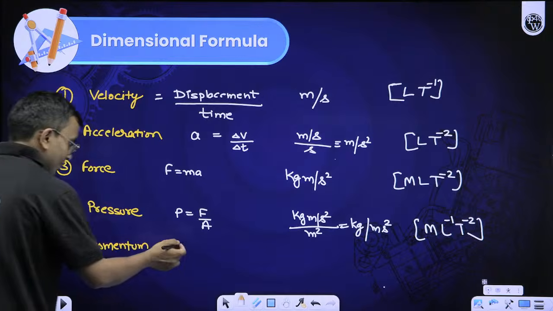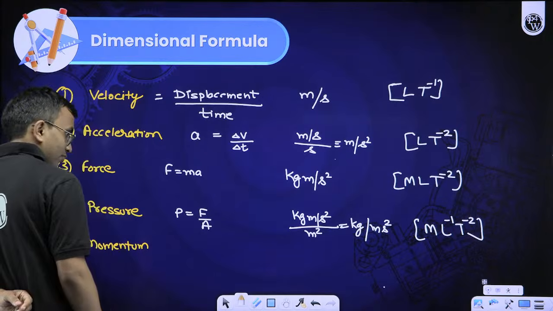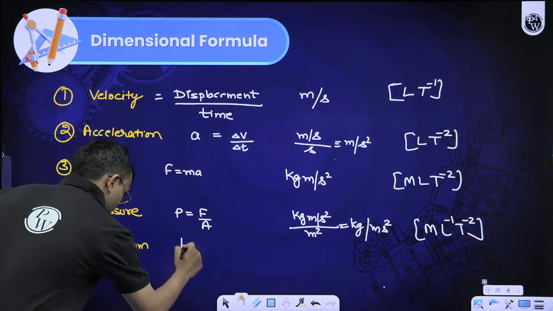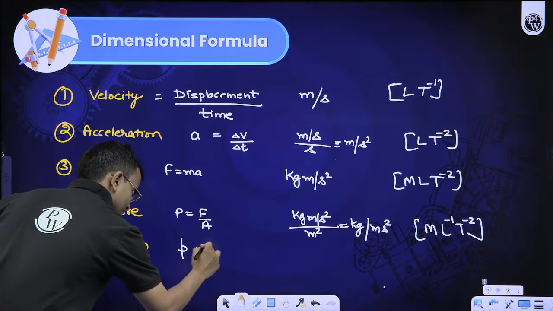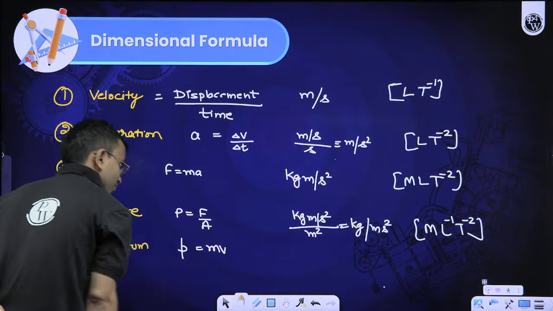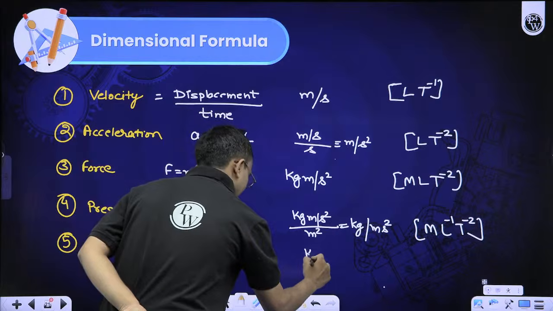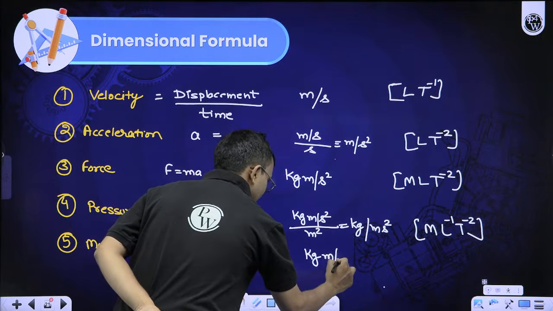Then momentum, we know that mass into velocity is the momentum. So momentum we denote with small p. Okay, so that is mass into the velocity. For mass we are having kg, for velocity it is meter per second.